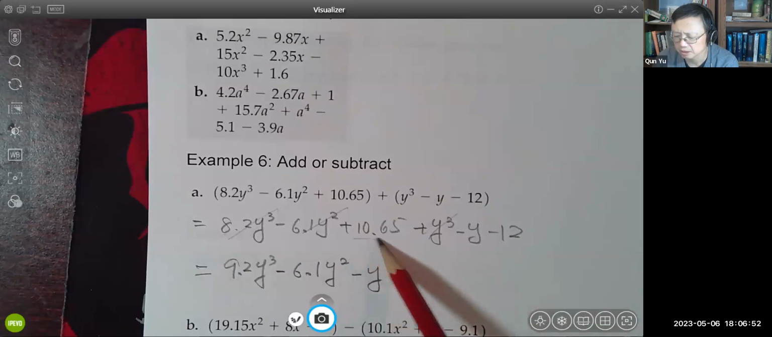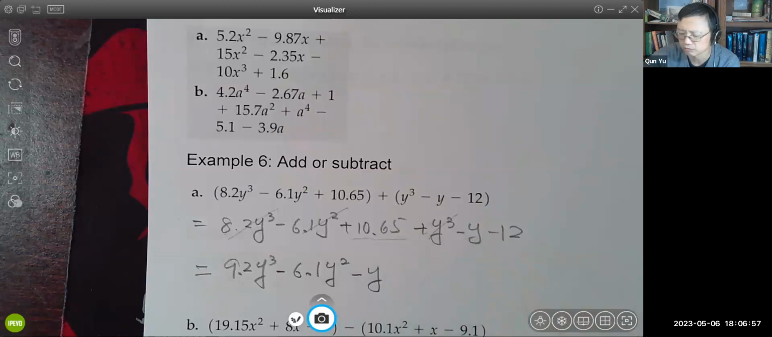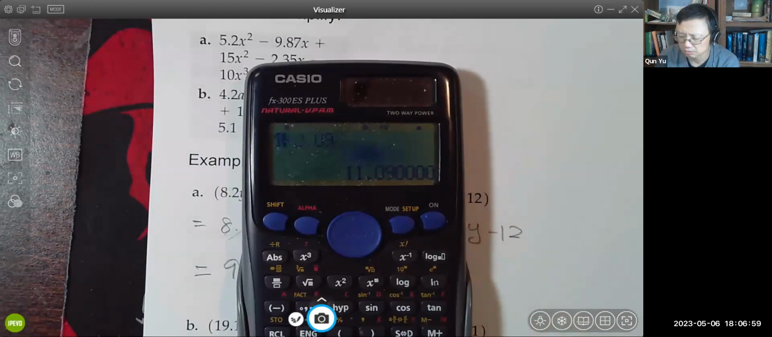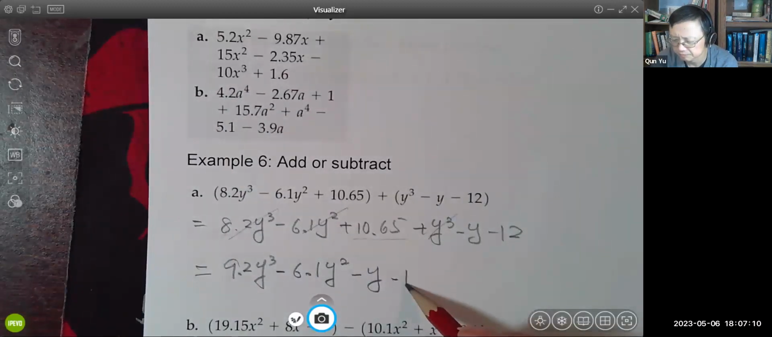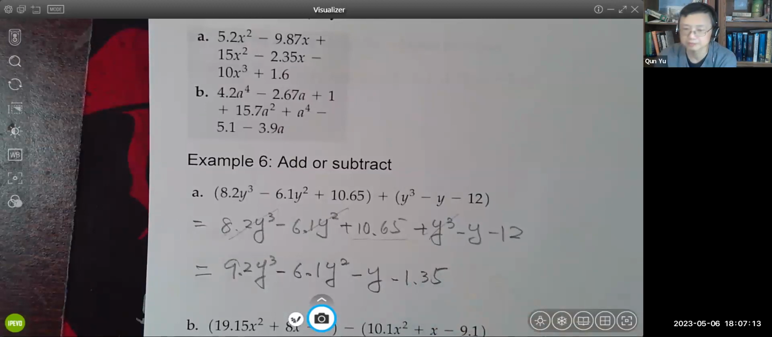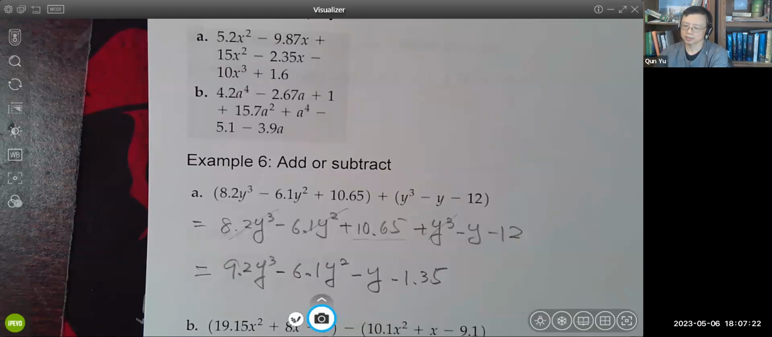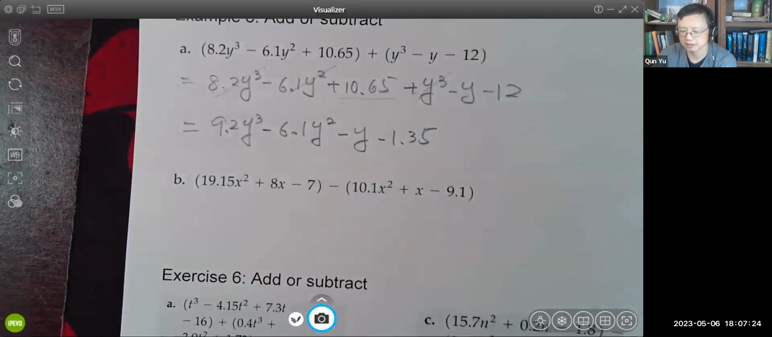Now we need to combine these two together, positive 10.65 minus 12. So 10.65 minus 12 is supposed to be negative 1.35. So negative 1.35. Yeah, that's our answer. It's not hard. We just need to be careful not to make basic calculation mistakes.